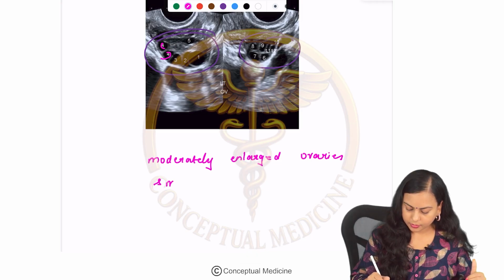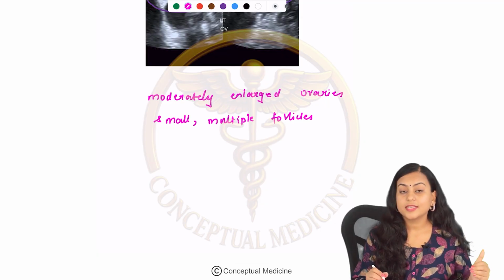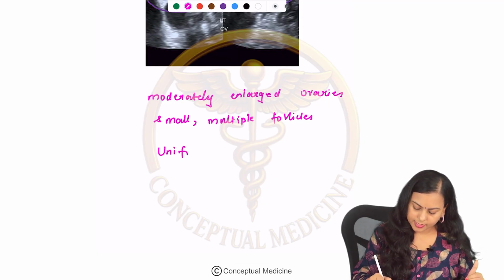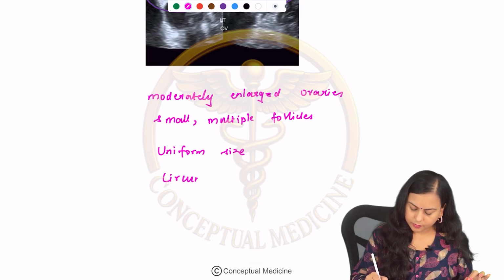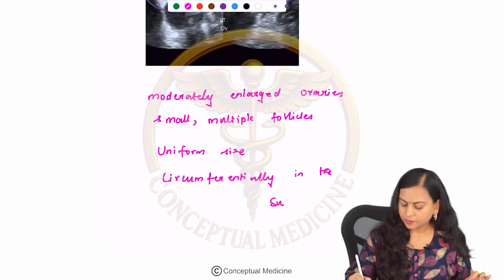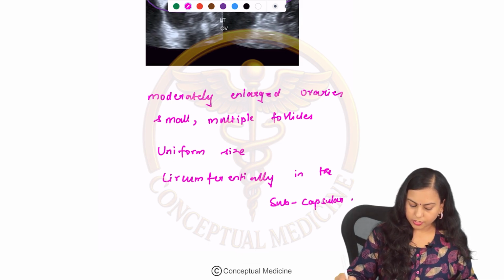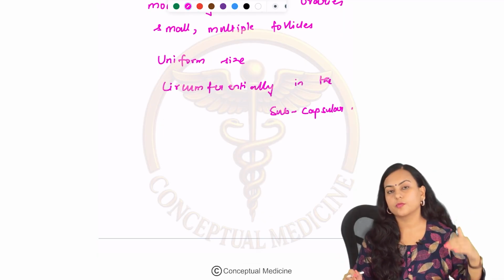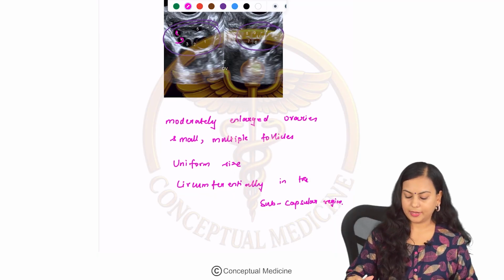So, you have multiple small follicles, and mostly these follicles are of uniform size that will be arranged circumferentially in the subcapsular region. The volume will also be more. So, this is the interpretation of this ultrasonogram, and we came out with the diagnosis also.